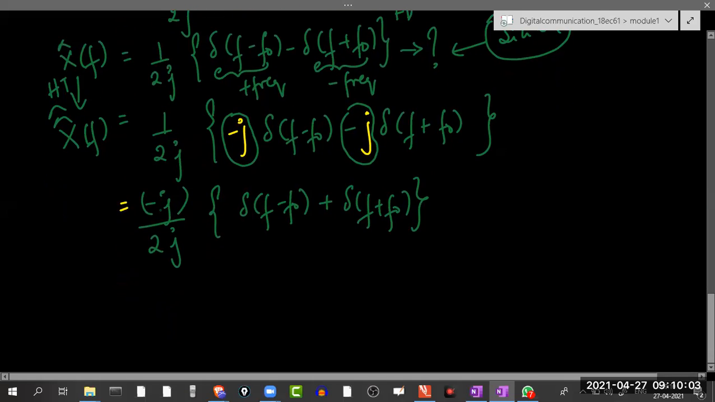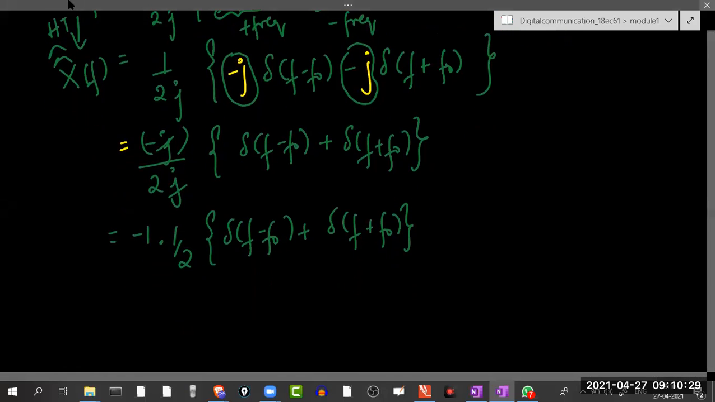Now over here jj gets cancelled out and we'll be left with negative 1 times 1 by 2. All I'm trying to do is separate this negative 1 from this half: delta f minus f naught plus delta f plus f naught.